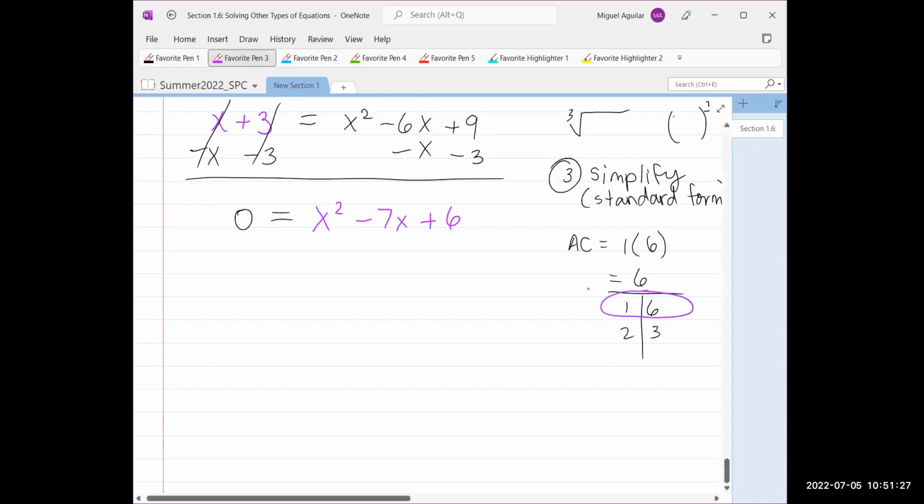One and 6. The 1 and the 6. Okay. Now, this is a positive 6, right? That tells me that to multiply these numbers together, they either both have to be positive to give me the positive 6, or they could both be negative to give me the positive 6, right? So which one of those am I going to choose? Both positive or both negative? Both negative, because I need to be able to add them together to get the middle term.